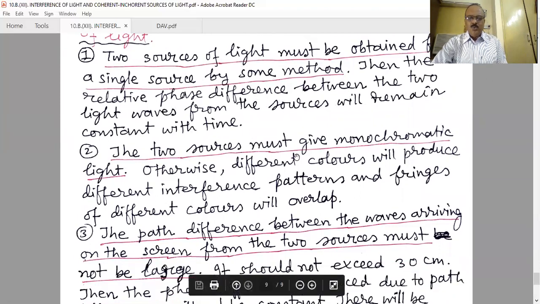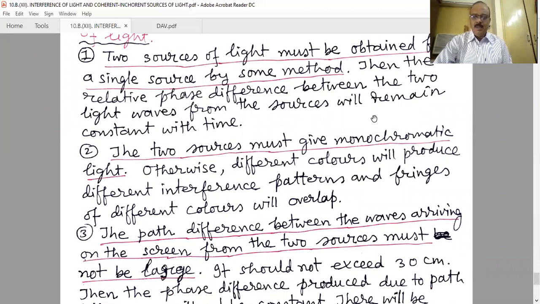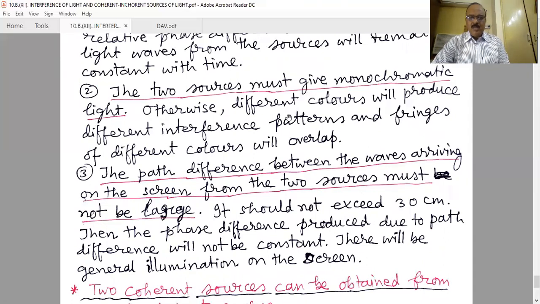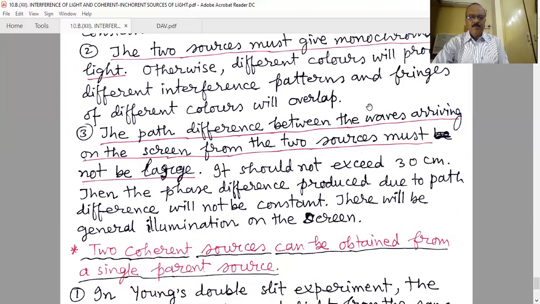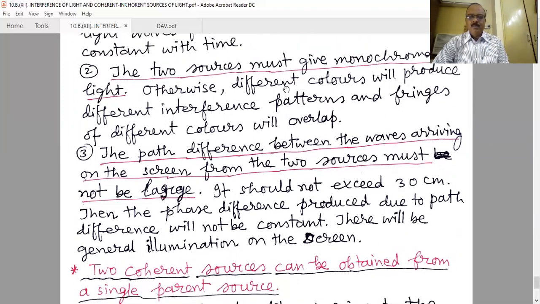Number two, the two sources must give monochromatic light. Monochromatic means single color, single frequency, single wavelength. Otherwise, different colors will produce different interference patterns, and fringes of different colors will overlap, and we cannot get a separate interference pattern. That means we cannot tell whether the interference pattern has taken place or not.